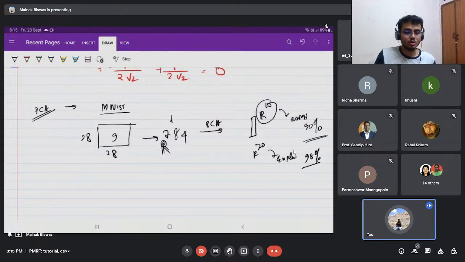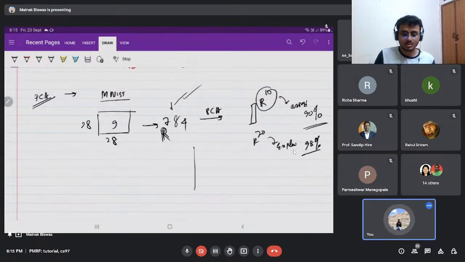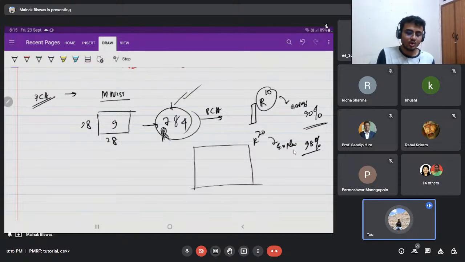So why do you want to do these things? PCA can also be used as a visualization tool. 784 dimensions you cannot visualize. If you do a PCA, you will see these are zeros, these are ones, these are 2, and so on. So you can visualize in 2D or 3D, and that is also a helpful thing.